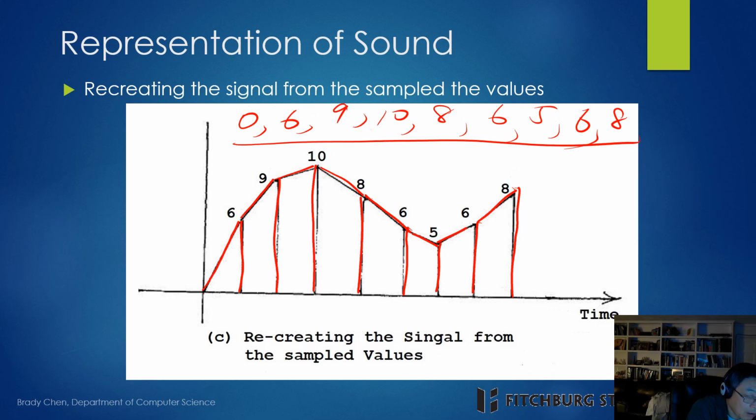Okay, now here's the question. The digital sound wave is close to the original sound wave, but it's not the same. So if we want to recreate the signal which is closer to the original sound, what should we do? Okay, let's just continue to the next.